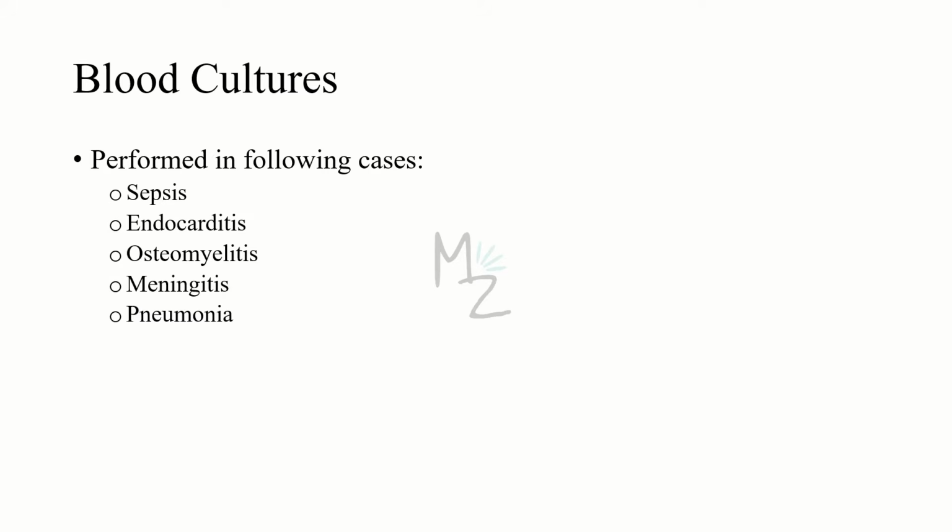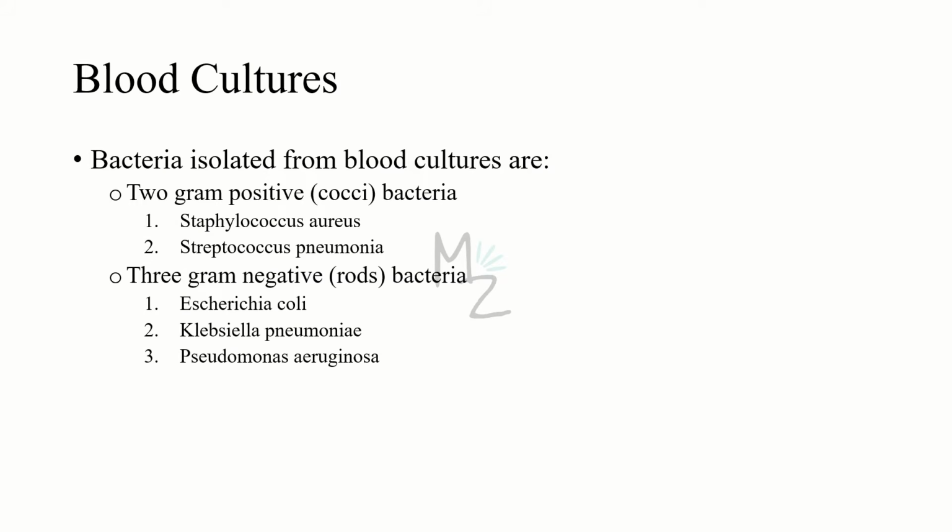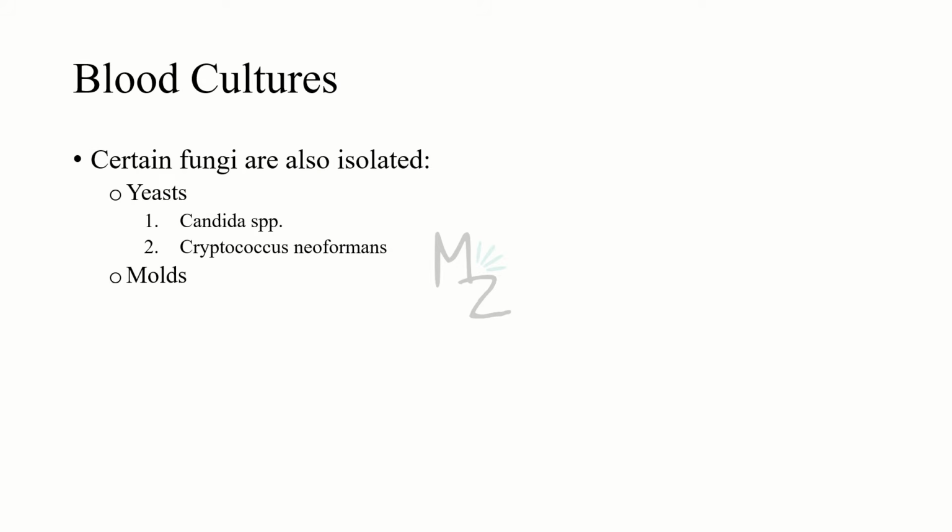It is performed in the following cases: sepsis, endocarditis, osteomyelitis, meningitis, and pneumonia. The bacteria most frequently isolated from blood cultures are 2 gram-positive cocci. The first one is Staphylococcus aureus, the second one is Streptococcus pneumoniae. And 3 gram-negative rods. The first one is Escherichia coli, the second one is Klebsiella pneumoniae, and the third one is Pseudomonas aeruginosa. Certain pathogenic fungi, including yeast, Candida species, and Cryptococcus neoformans and molds, can also be isolated from blood cultures. But we are not talking about fungus in this video because this is dedicated to bacterial lab diagnosis.